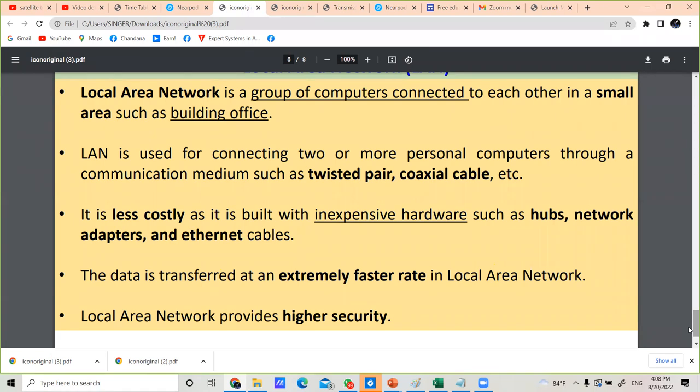Then another advantage, actually, local area networks have higher security. When compared with the other types, the most security is available with the local area network.